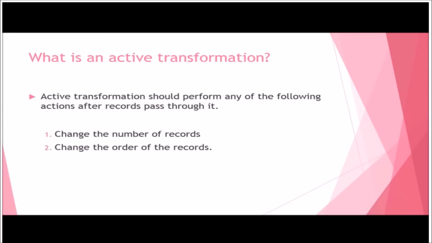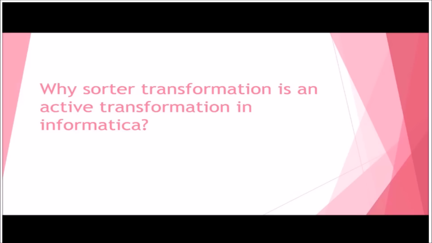When it comes to an active transformation, it is vice versa. If the transformation is an active transformation, it should perform either of two actions. What that means is, it has to change the number of records that pass through the transformation, or it has to change the order of the records. So now tell me, why is the sorter transformation an active transformation?